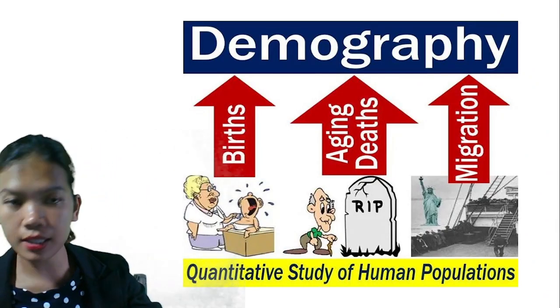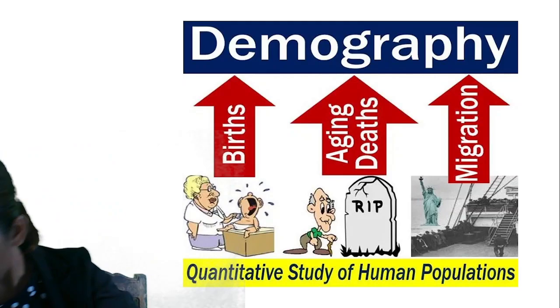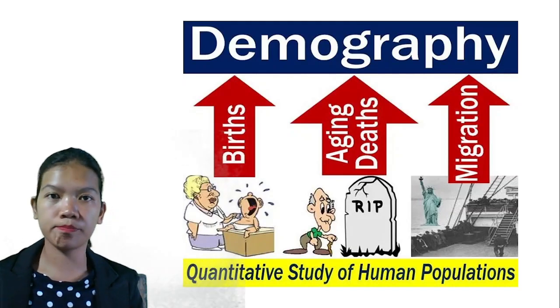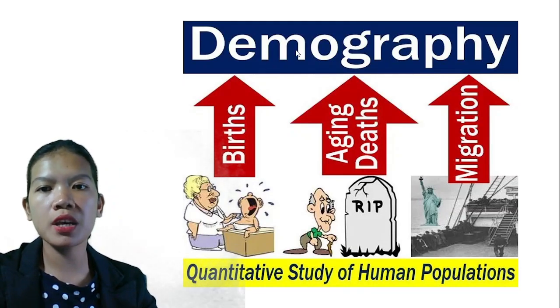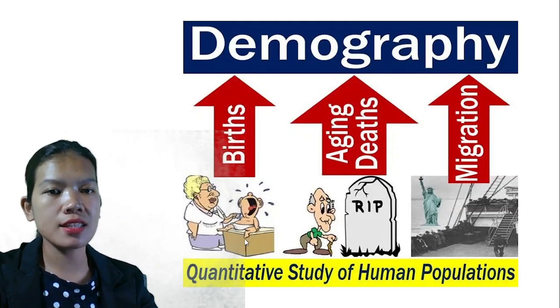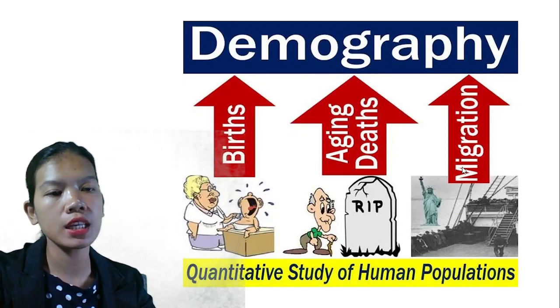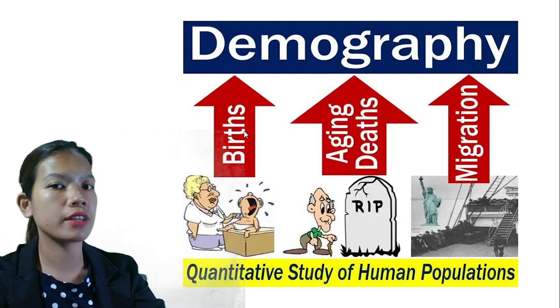So, this time, let us start our discussion by defining what demography is. Demography comes from the ancient Greek words demo, which means people, and graphy, which means writing, description, or measurement. Meaning to say, demography is a statistical or quantitative study of human population, especially about migration, aging, deaths and mortality rates, or births.